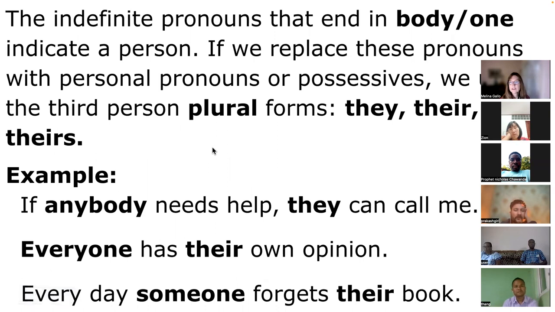And another unusual thing about these indefinite pronouns is for the ones that end with body or one, like somebody or someone, they refer to a person. And if we are referring back to a person again, we're going to use the third person plural forms, they or their or theirs. For example, we would say, if anybody needs help, they can call me. Everyone has their own opinion. Every day someone forgets their book.